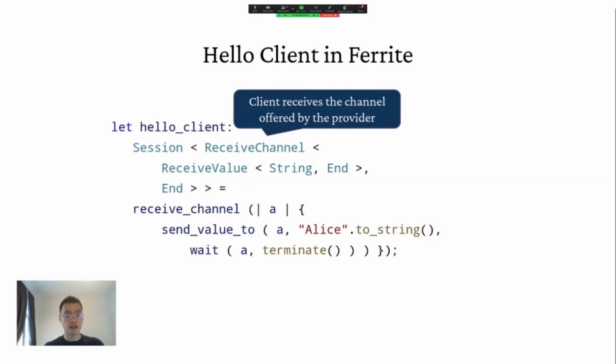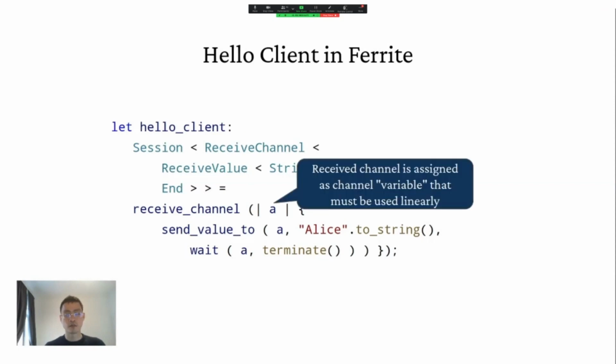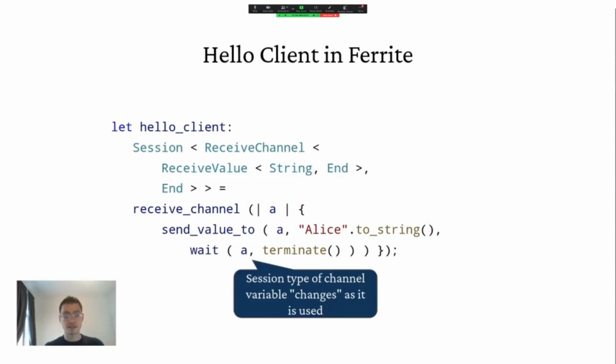In the body of the client, we use the receive_channel expression to receive the channel, which is then bound to the Rust variable a in the continuation closure. The received channel is linear, and the client must fully use it before it can terminate. So first, it sends a string value to the provider through the channel a, and then it waits for the provider to terminate via the same channel a, and then finally terminates itself.